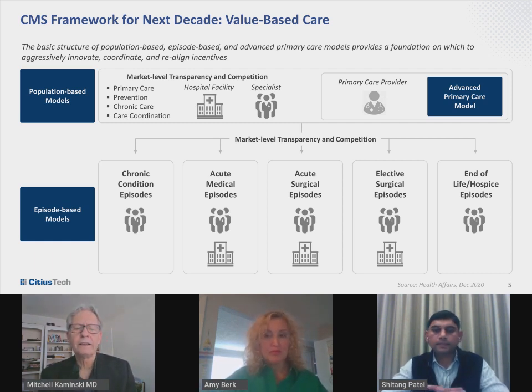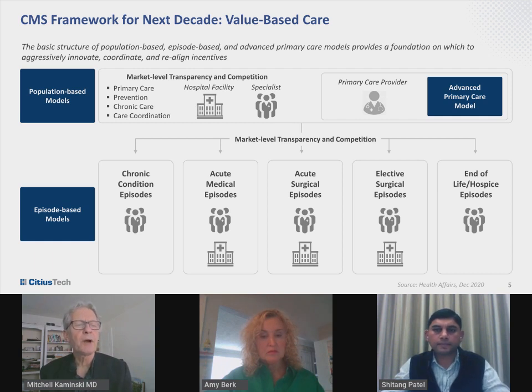Yes, so this was actually a diagram in an article in Health Affairs in December of 2020. And as I mentioned, it's an opportune time to look back over the past 10 years and to look forward over the next 10 years. CMS developed this framework, which is very high level and basic, but I think it will help all of us to better understand where we're going.